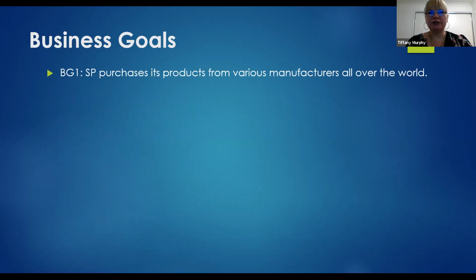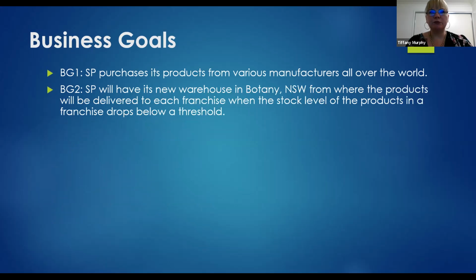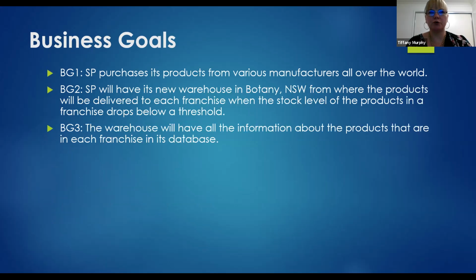Smart Pharmacy purchases its products from various manufacturers all over the world. Smart Pharmacy will have its new warehouse in Botany, New South Wales, from where the products will be delivered to each franchise when the stock level of the products in a franchise drops below a threshold.